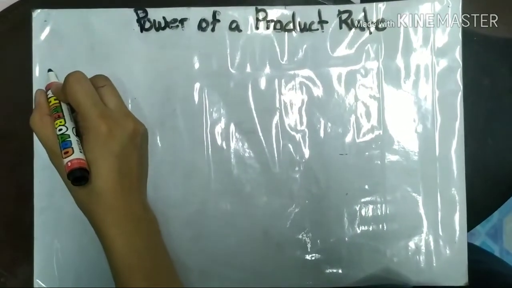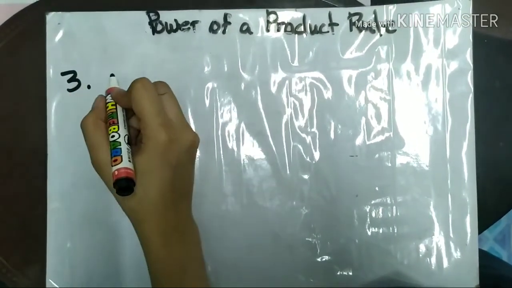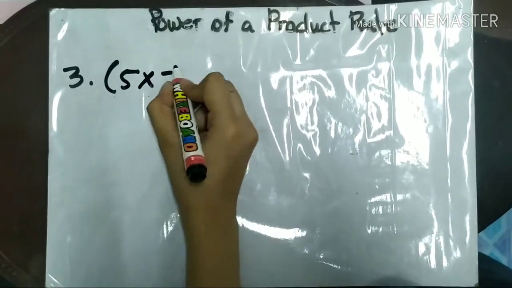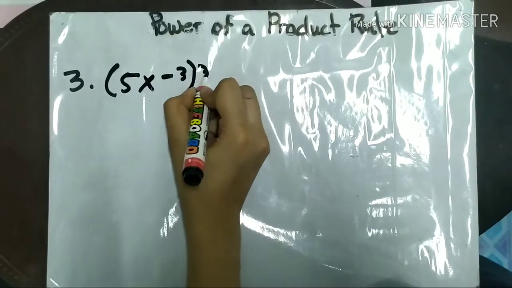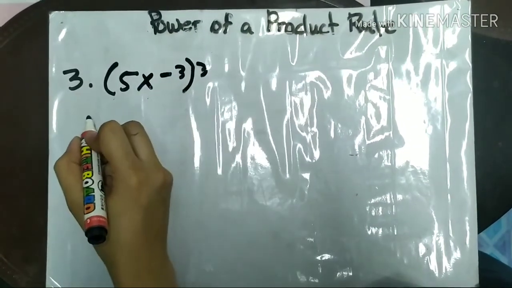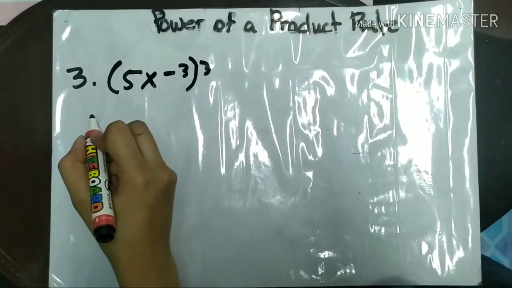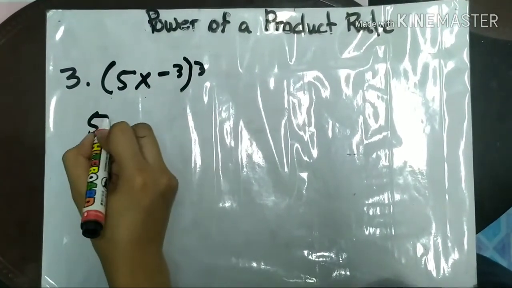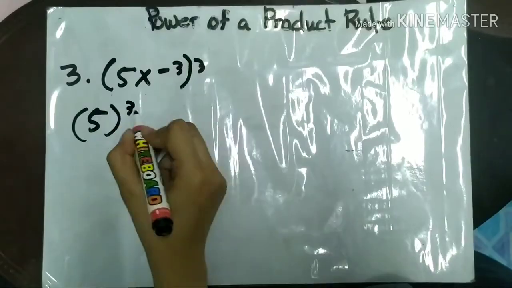Lastly, example number 3. Given is quantity 5x raised to the negative 3, to the power of 3. Same as the previous problem, cube the terms inside the parentheses. So, 5 cubed multiplied by x raised to the negative 3.